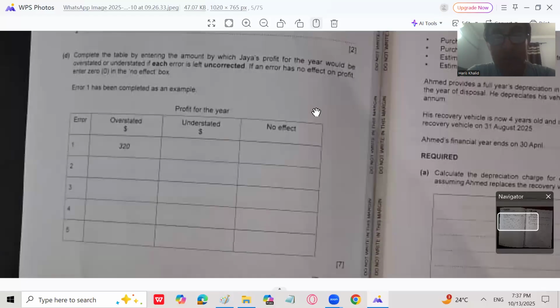They will not ask you for the effect on profit after correcting the error. There will be a question of effect on profit before correction. So if you want the effect before correction, it's very, very easy. Just go in reverse. How, sir? Let's see.